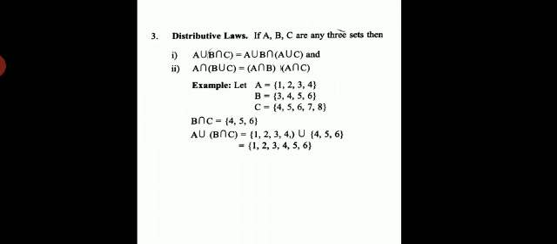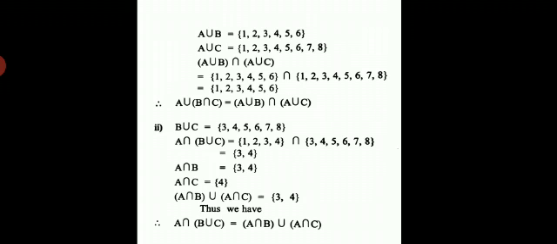Similarly, go for RHS. Take A union B, combine them, you get the elements 1, 2, 3, 4, 5, 6. And A union C is equals to 1, 2, 3, 4, 5, 6, 7, 8. Now, intersection of these two sets, that is A union B intersection A union C will be equals to, which are common among these two, you select and write it down as an answer. That is 1, 2, 3, 4, 5, 6. These elements are common among these two sets. So hence we can say that LHS and RHS are equal to each other.